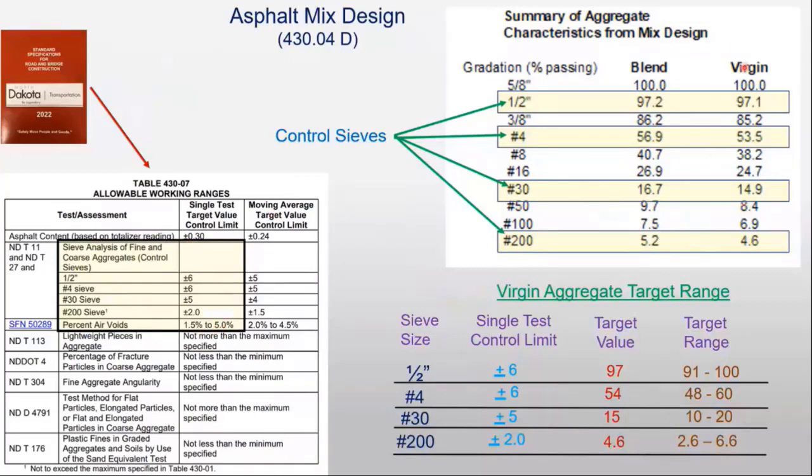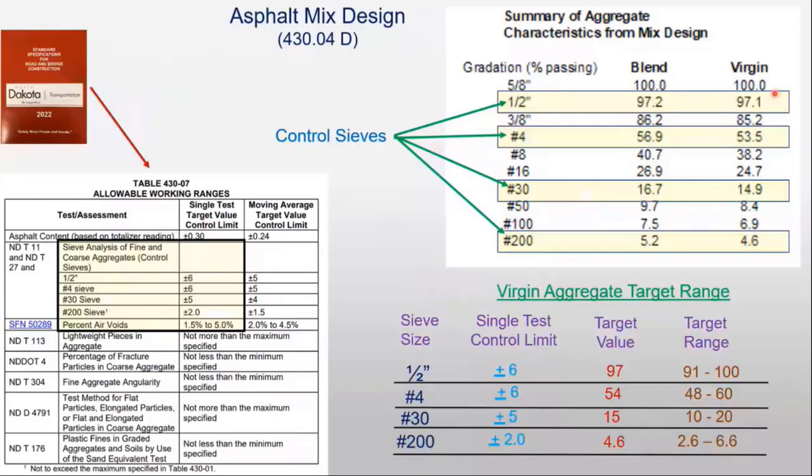If we expect the contractor, for instance, to run and hit these values right on the button, it isn't going to happen. The reason is the inherent variability of the material. And so we will allow a certain range for them to work in. That's what this is, the single test control limit.